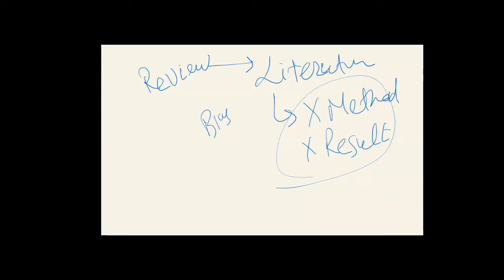My screens are, 1 second. I'm just sharing again.